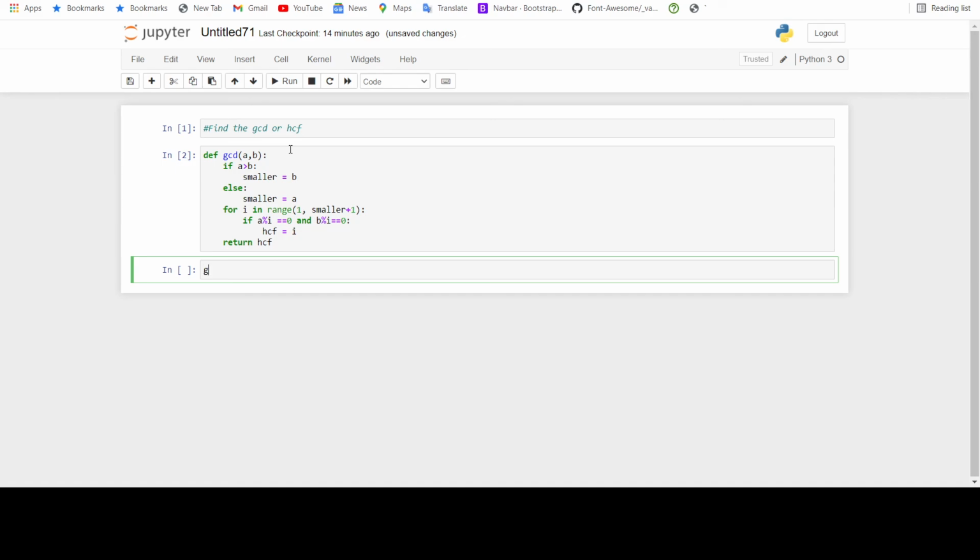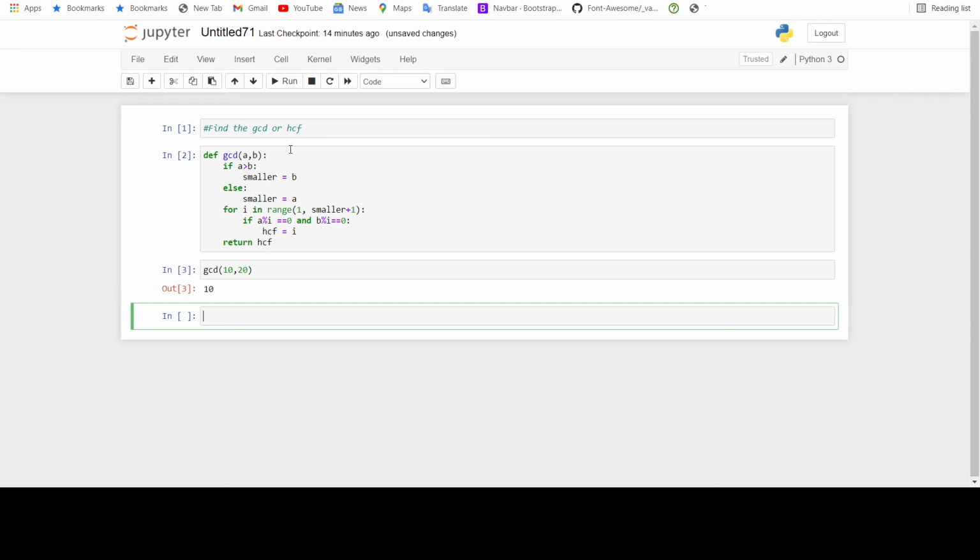I am giving the numbers first. Initially we can take 10 and 20 itself. Yeah, for 10 and 20 it is 10. Let's take 15 and 55. The highest common divisor is 5.